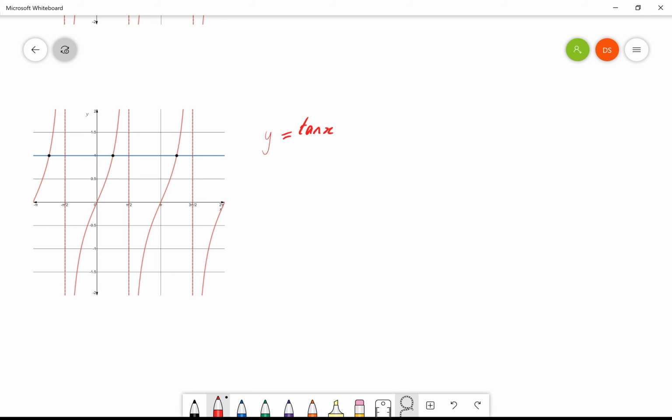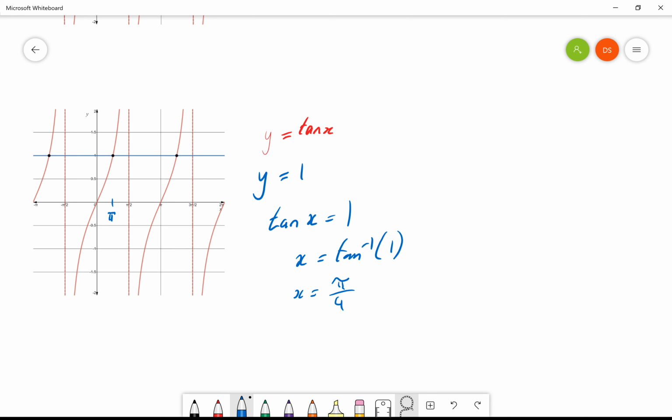Tan of x is the red, and the blue is y equals 1. And so tan of x equals 1, and so x is equal to tan inverse of 1, which is pi on 4. And you notice that this pi on 4 situation repeats every pi, and that's all it is. There's no two ways about it.